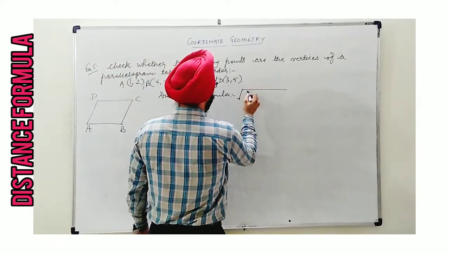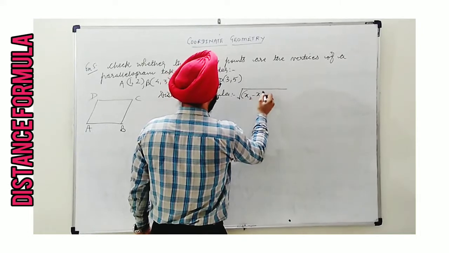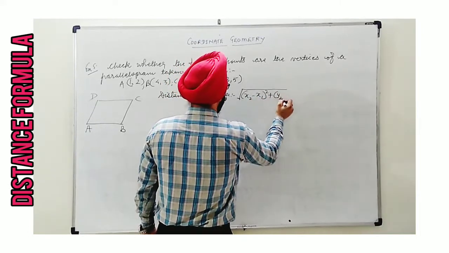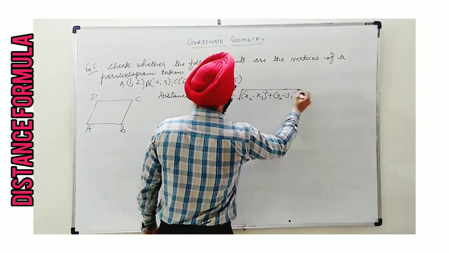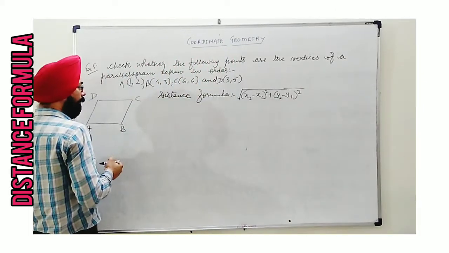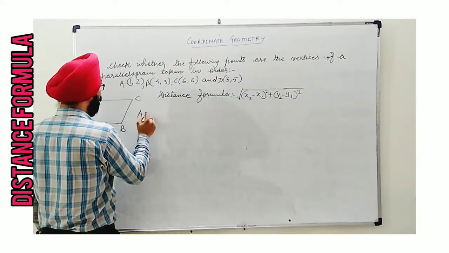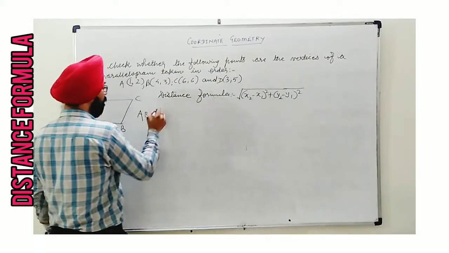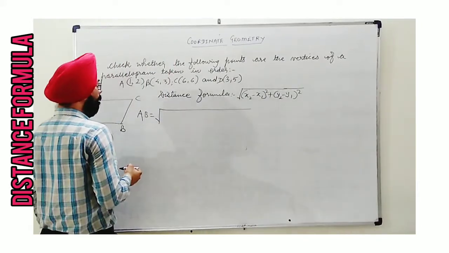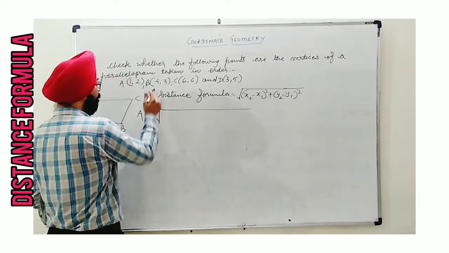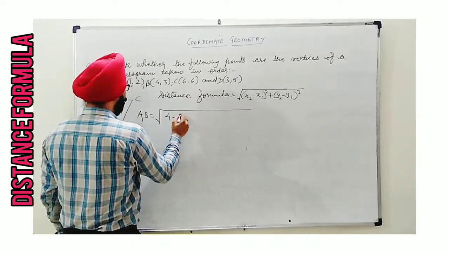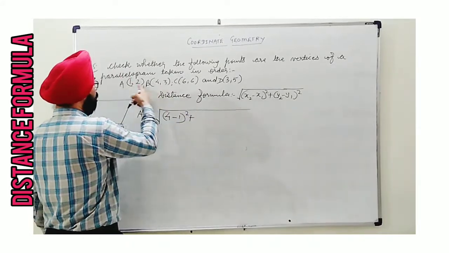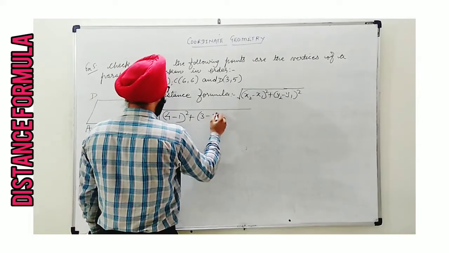Under root, (x2 minus x1) whole square plus (y2 minus y1) whole square. Now how to use this? If I find AB, you will see, AB is the difference between first values, (4 minus 1) whole square, plus (3 minus 2) whole square.